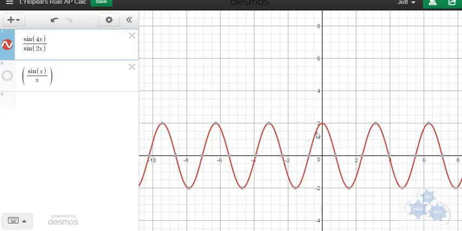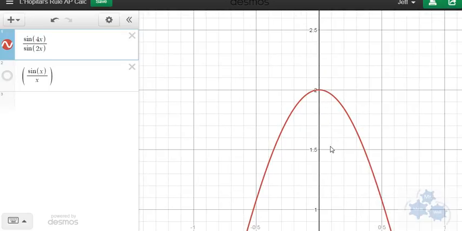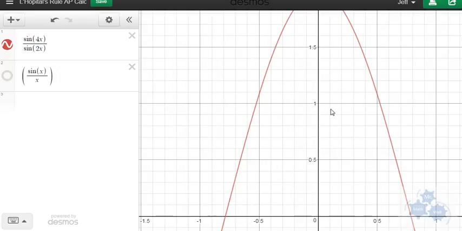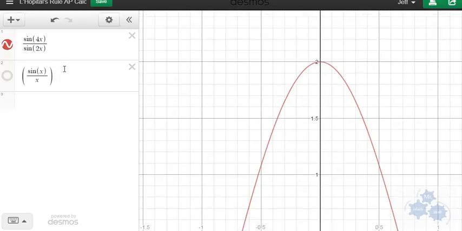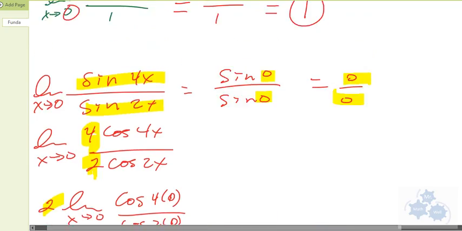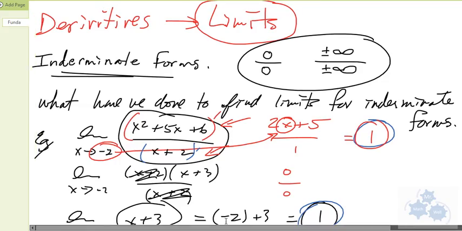Okay. There we go. Look at it. Check it out. I'm not going to zoom in forever here. But look at it. That's 0. X equals 0. The limit is 2. So what am I telling you here? L'Hopital's rule says that we can find limits of indeterminate forms. When we have an indeterminate form, we can still find the limit.